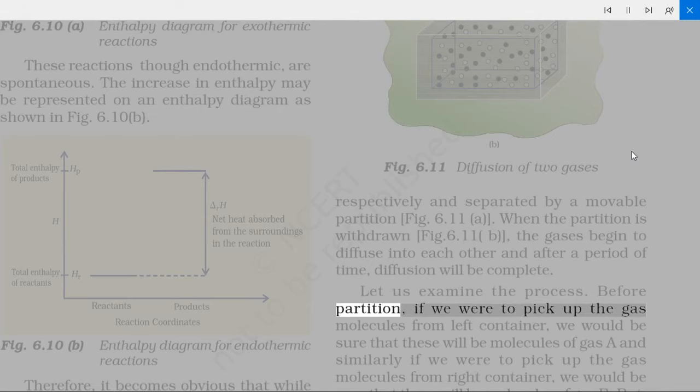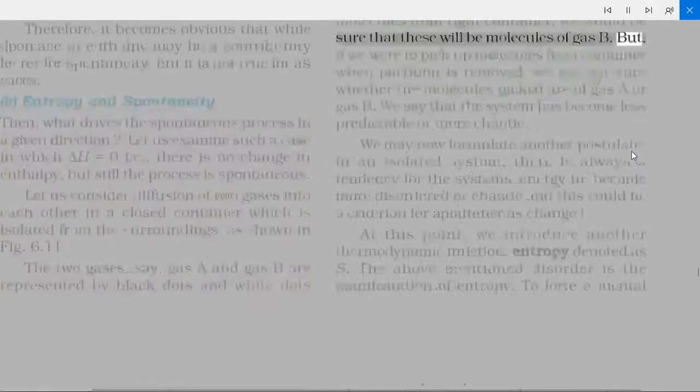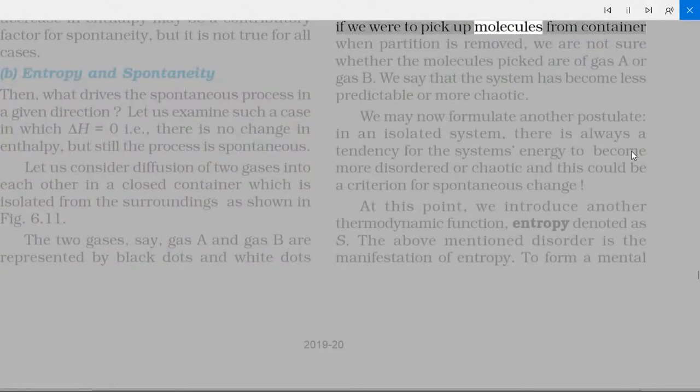Before the partition is removed, if we were to pick up gas molecules from the left container, we would be sure that these will be molecules of gas A, and similarly if we were to pick up gas molecules from the right container, we would be sure that these will be molecules of gas B. But if we were to pick up molecules from the container when the partition is removed, we are not sure whether the molecules picked are of gas A or gas B. We say that the system has become less predictable or more chaotic.